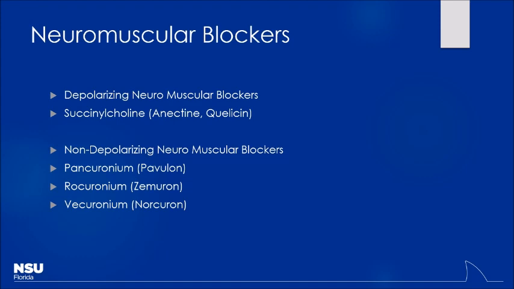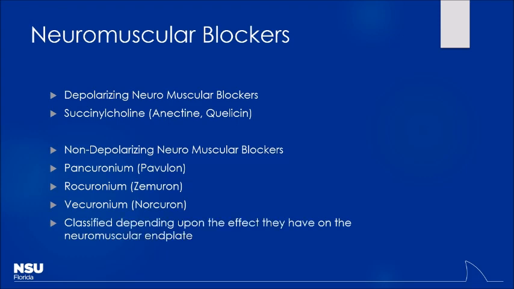You'll see that it causes certain physiologic effects due to the fact that it's a depolarizing neuromuscular blocker, as opposed to our non-depolarizing neuromuscular blockers. That's going to include things like pancuronium, rocuronium, vecuronium, and again, they're going to be classified by specifically what they're going to do on that motor end plate.